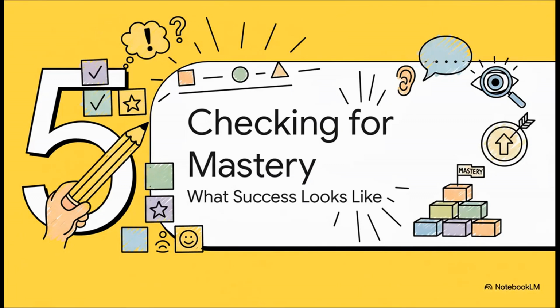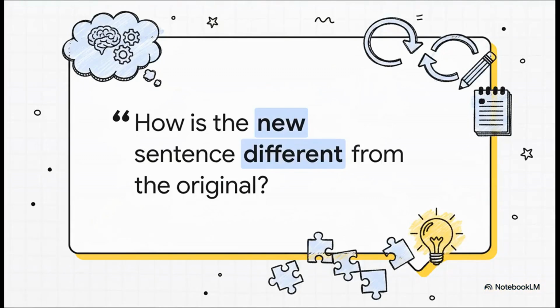And finally, the big question, how do we know if it actually worked? Let's talk about that crucial last step, checking for mastery. What should we be looking for and listening for to know they've got it? You know, this question right here, this is gold. After a student revises a sentence, whether it's with you or on their own, asking them to explain how it's different forces them to really think about the impact of the changes they made.